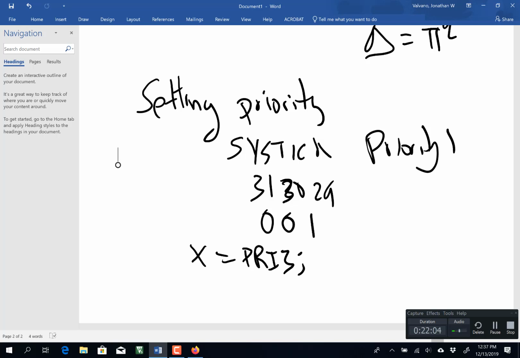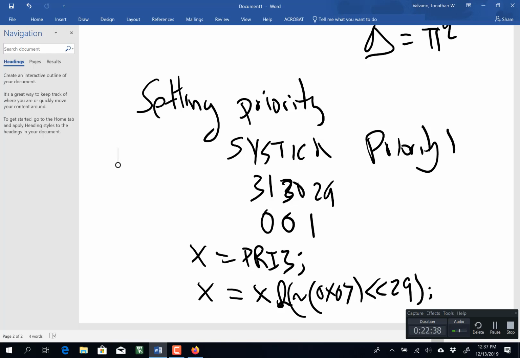So in order to set it to a 001, what must I do first? Clear it. So I'm first going to clear the bits. x equals x and, being a lazy kind of guy, I'm going to take a 0x07 and shift it over 29 times. Now I have a 7 in the top 3 bits, and I want to clear it, so I'll complement it. So I cleared the top 3 bits.